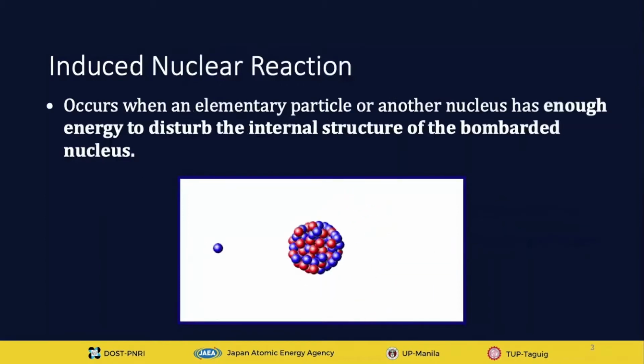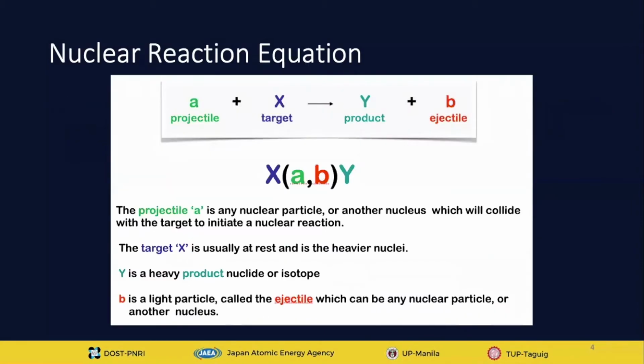There is another nuclear reaction that is often referred to as induced transmutation that occurs when an elementary particle, such as a neutron, bombards the nucleus of an atom. And this elementary particle can have enough energy to disturb the internal structure of the bombarded nucleus. A nuclear reaction can be described by identifying the incident particle, the target nucleus, and the reaction products.